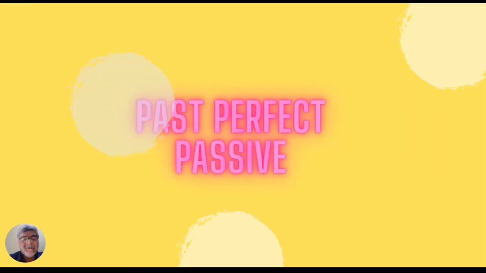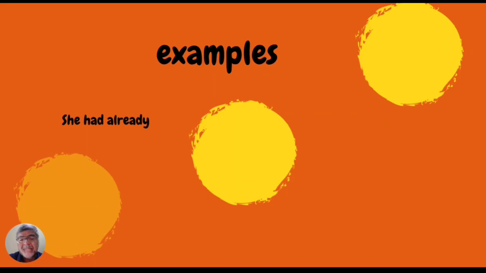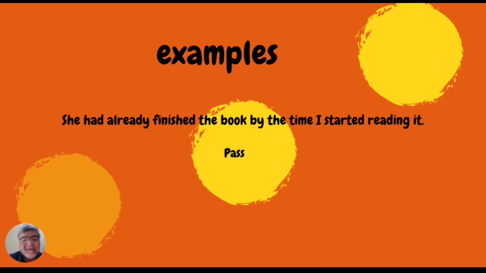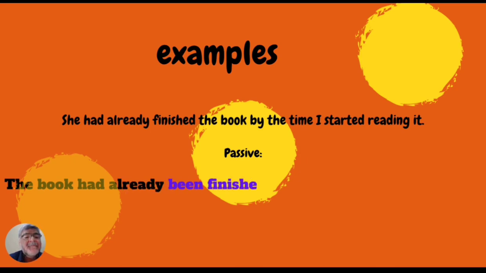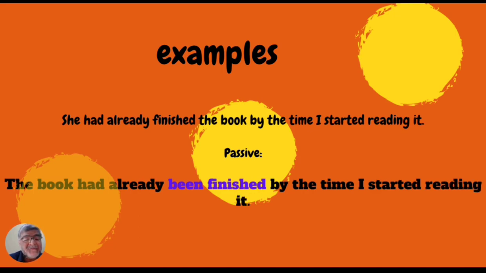Okay, now we're going to talk about past perfect passive. Past perfect is something that happened before another action in the past. So the example is, she had already finished the book by the time I started reading it. Had finished is past perfect, which is active here. But the passive form is the book had already been finished.